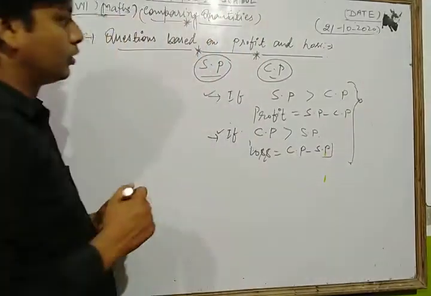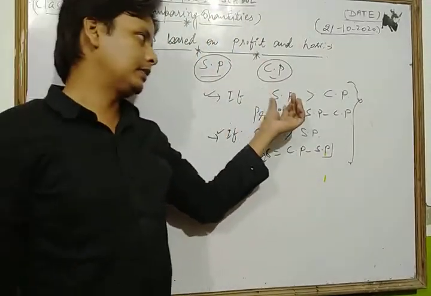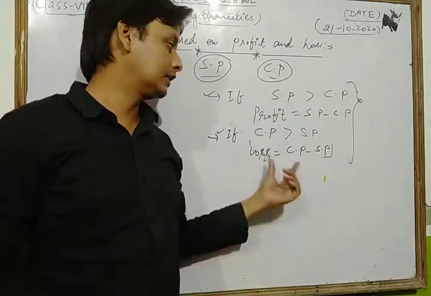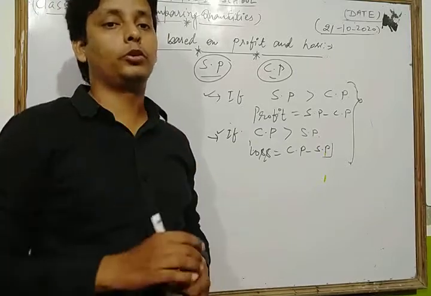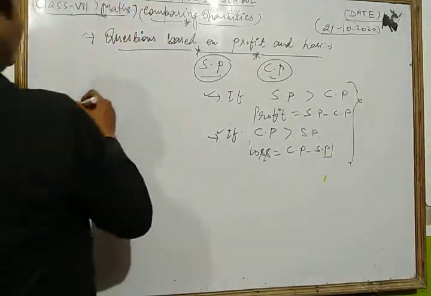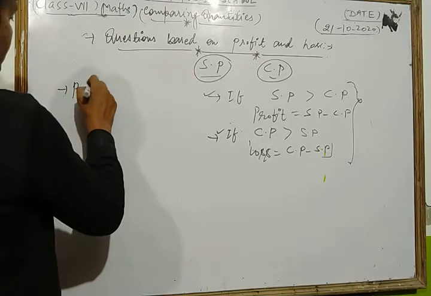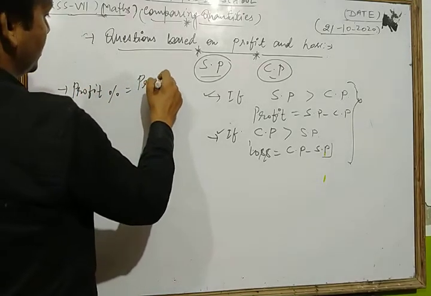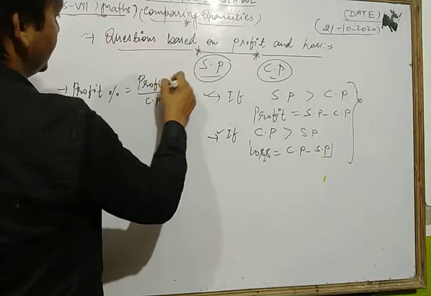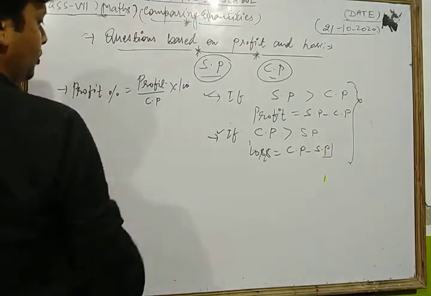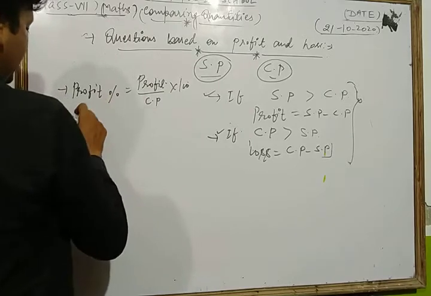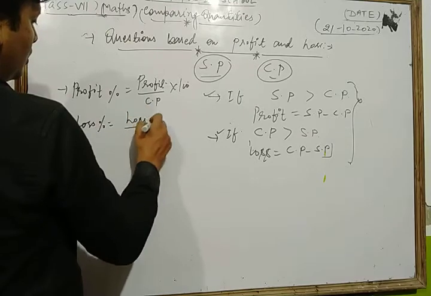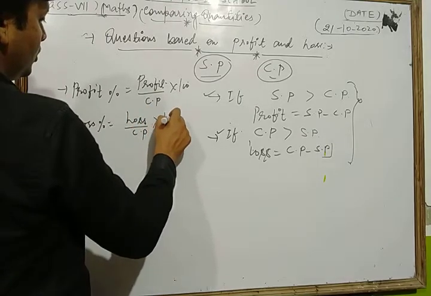Now look. If selling price is greater than cost price, then we get a profit. If cost price is greater than the selling price, we get a loss. Now there are two important formulas: profit percent and loss percent. The formula for profit percent is equal to profit upon cost price into 100. And the second one, loss percent, is equal to loss upon cost price into 100.